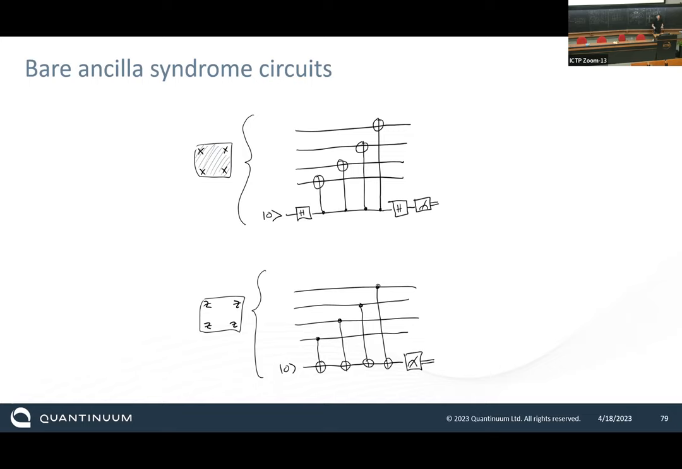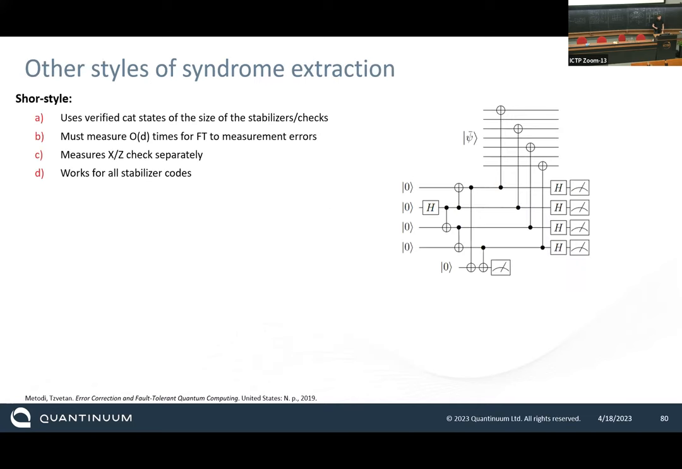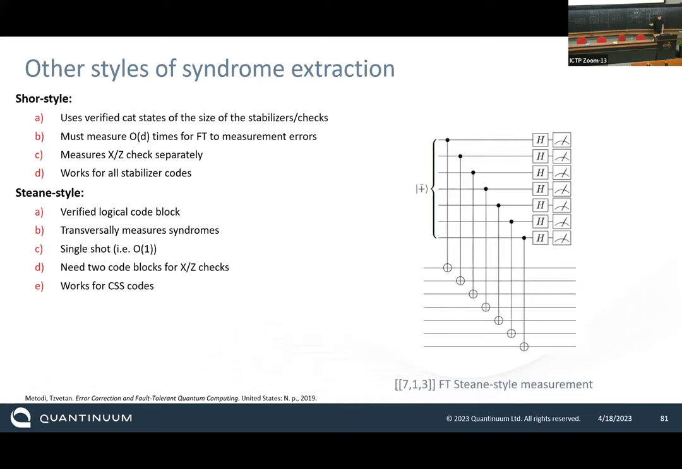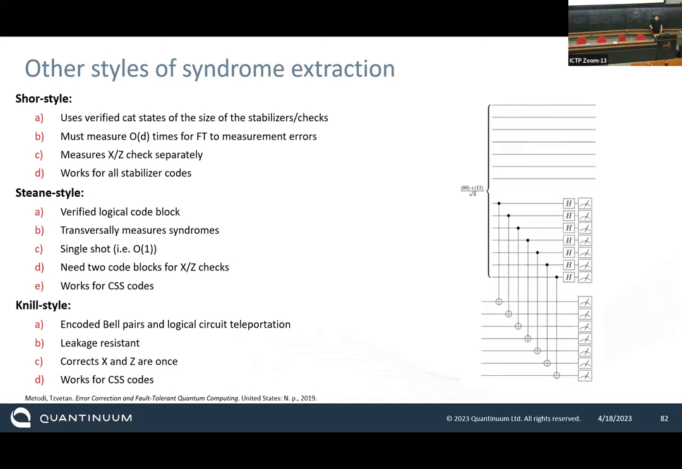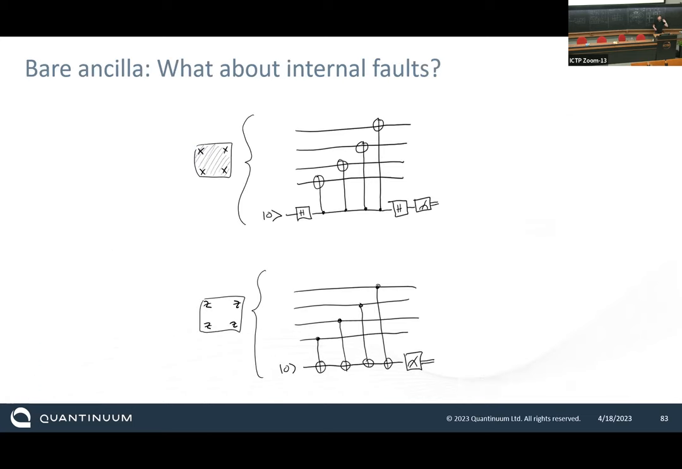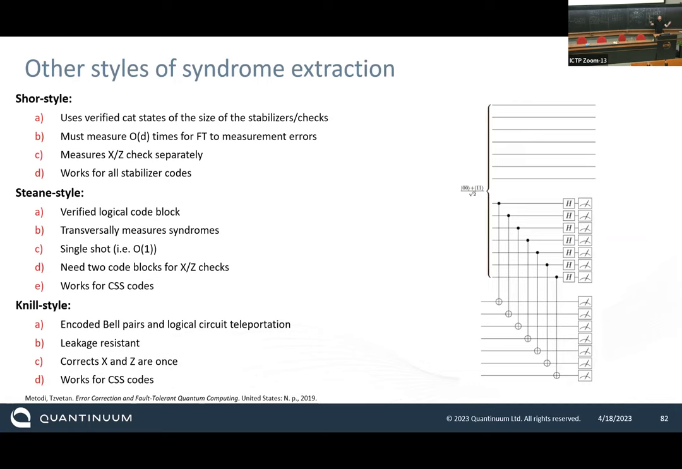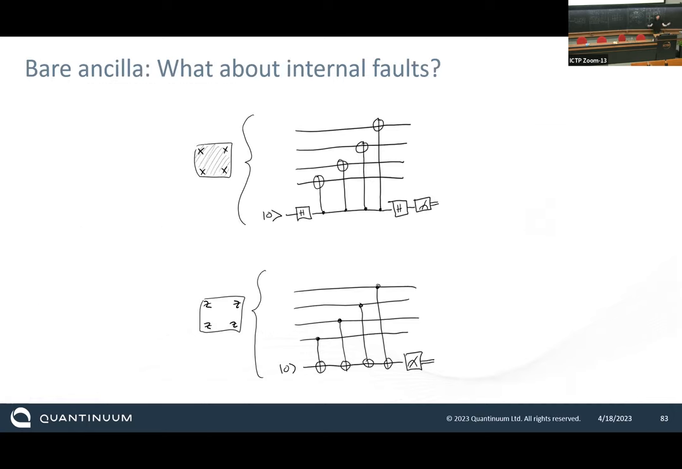There are other ways to measure syndromes, and this is sometimes referred to as the bare ancilla syndrome method, because we're using a single ancilla. As I mentioned, there are other ways like Shor-style syndrome extraction, Steane-style syndrome extraction, Knill-style syndrome extraction. They require more ancillas, so they can be more overhead. They have different advantages. A lot of them require you to measure operators more than you would with the bare style, although some of them have single-shot. So there's much more to read, but typically people study the bare style syndrome extraction. So we'll forget those other styles, but just to make you aware, there are other ways to do this too. So it's not unique.